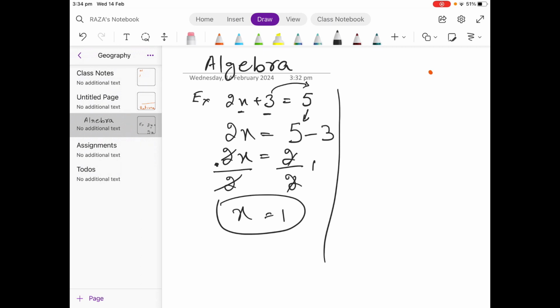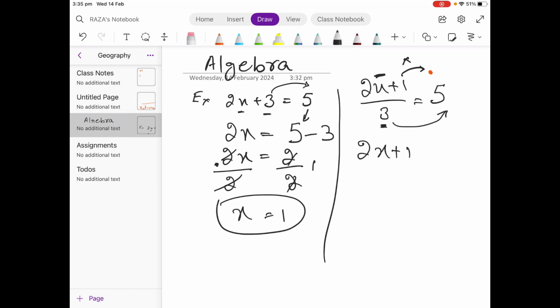Let's take another example. 2x plus 1, divided by 3, is equal to 5. Now if you want to make x the subject, it should be by itself. So first we cannot move the 1 to the other side, but first we need to move 3 to the other side to free 2x plus 1. Now this 3 is divide on this side.